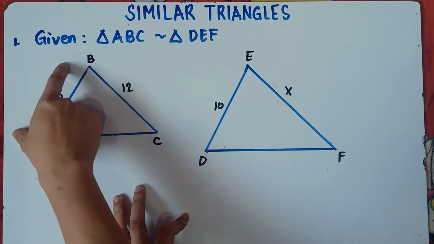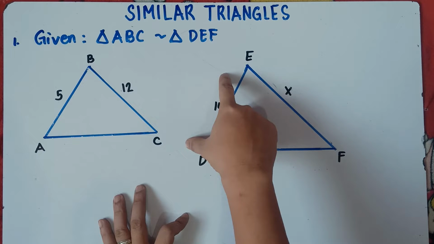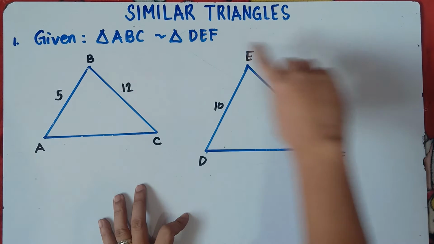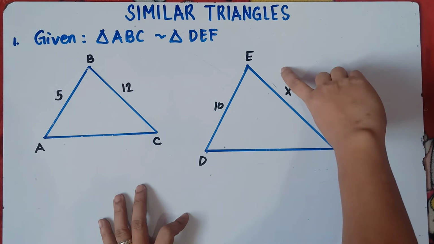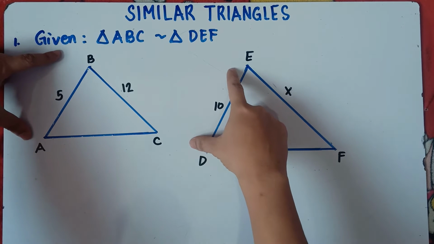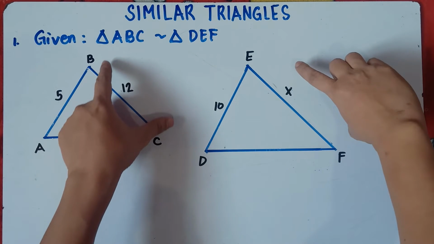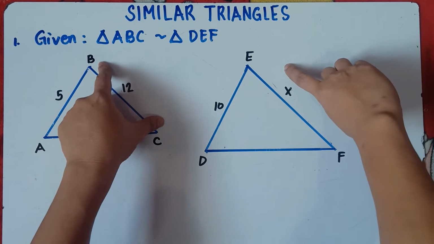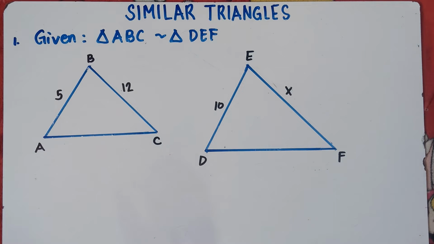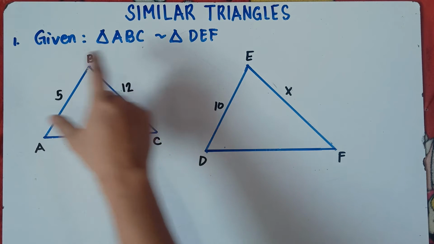And side AB corresponds to side DE. Side BC corresponds to side EF. The ratio of these two sides is equal to the ratio of BC and EF. So in this scenario, class, we can answer it right away without making the solution. Why is that, sir? As you can see, class, AB corresponds to side DE.